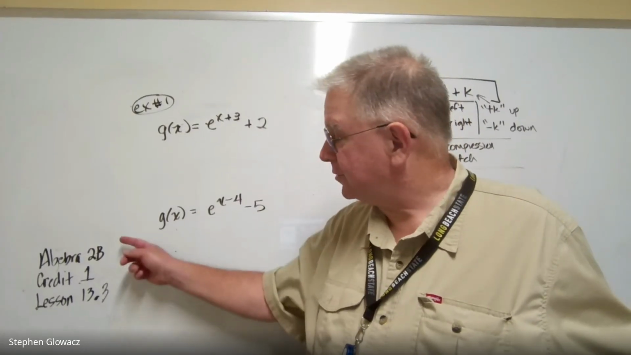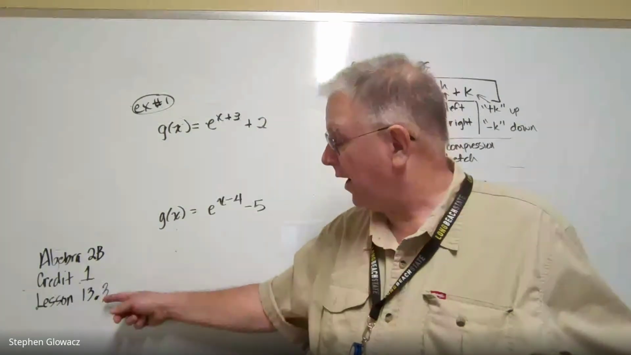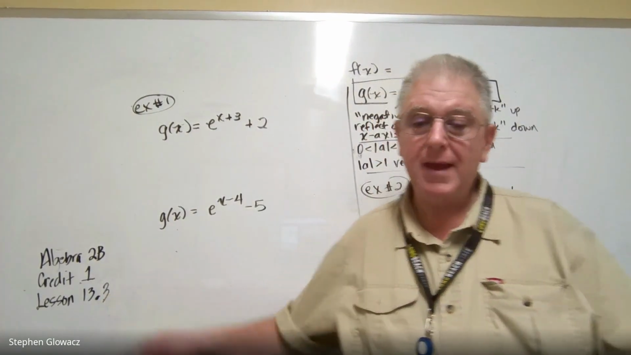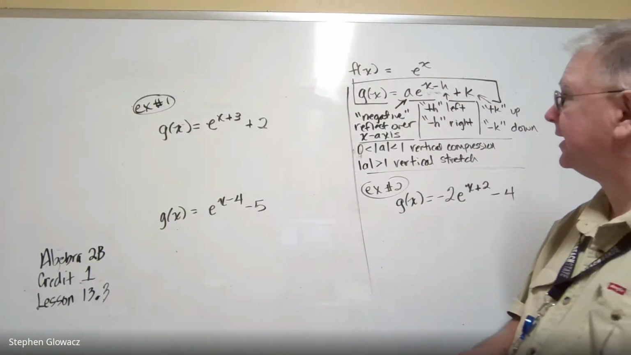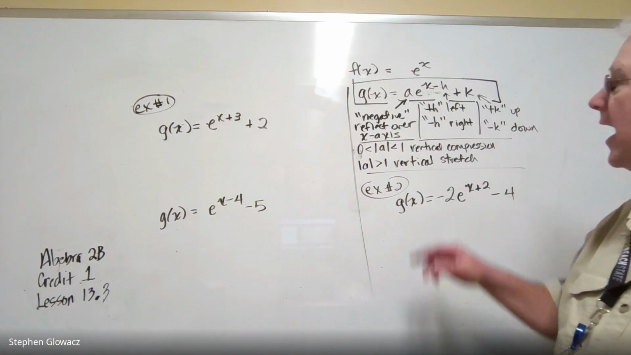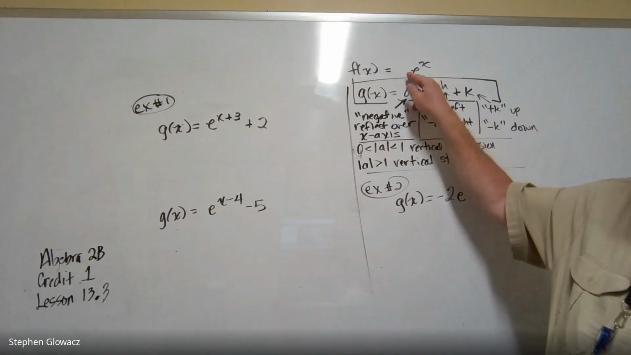These are the examples for Algebra 2B, Credit 1, Lesson 13.3. In Lesson 13.3, we're going to be talking more about exponential functions, this time with the base of e.